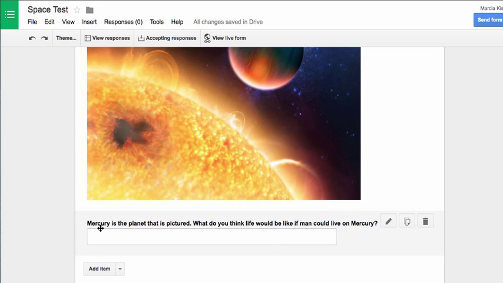Then down below here I said, Mercury is a planet that is pictured. What do you think life would be like if man could live on Mercury? And I just want them to write about it so that they can remember, oh yeah, Mercury is the closest to the sun. It's really hot. It can't live there, but what would it be like?